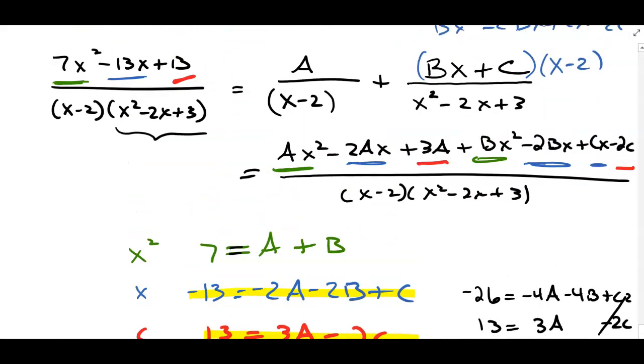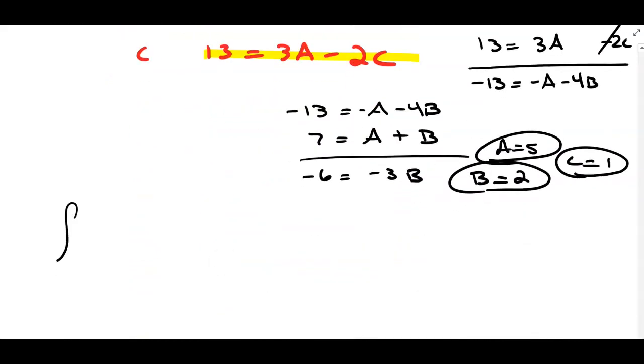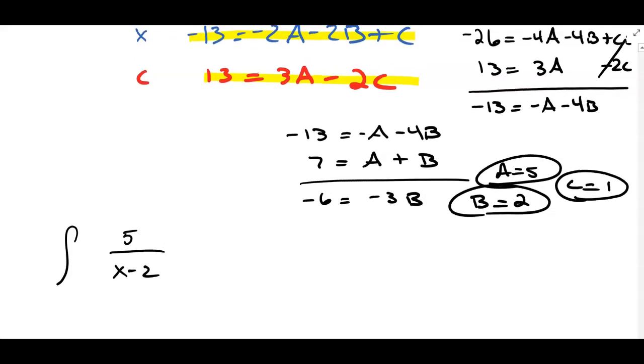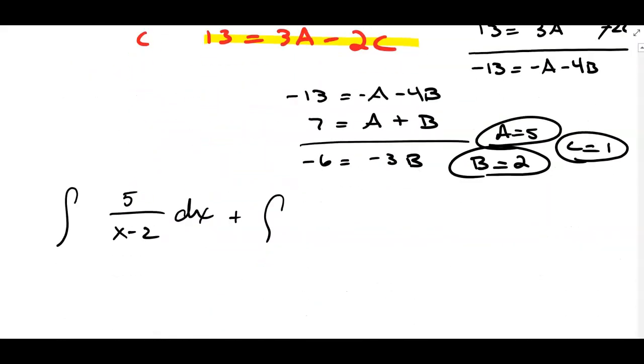Remember how this one was set up. First, a over x minus 2. So 5. And I'm going to make them separate integrals. It'll be a little easier to integrate then. But my second one is bx plus c over the x squared minus 2x plus 3. So bx plus c over x squared. So you have two integrals that you can integrate separately.